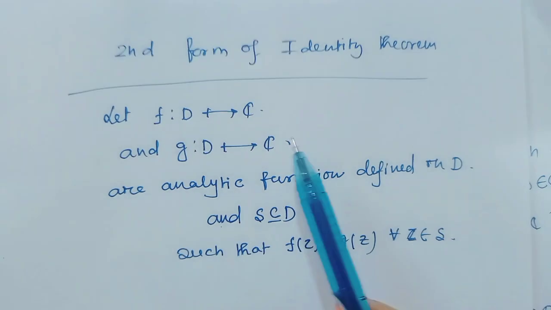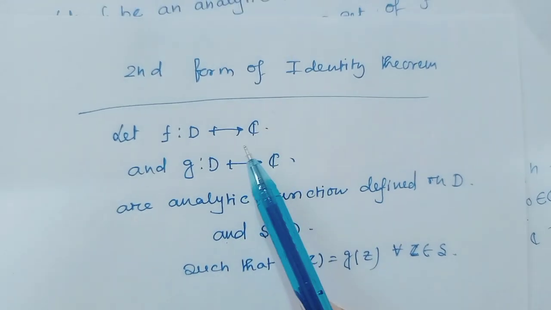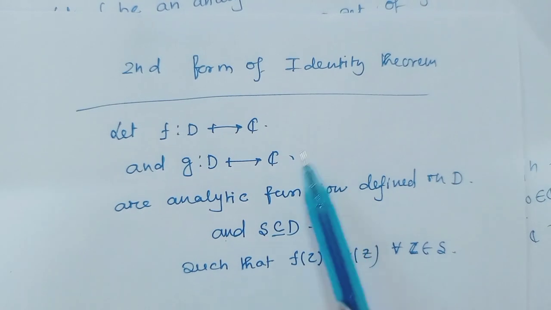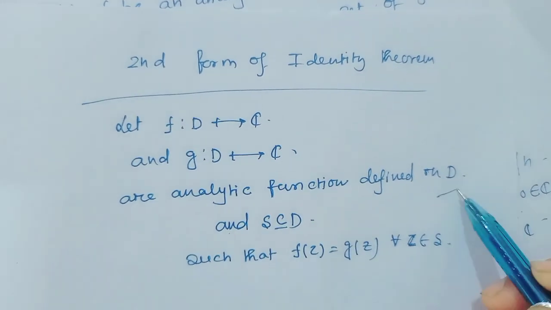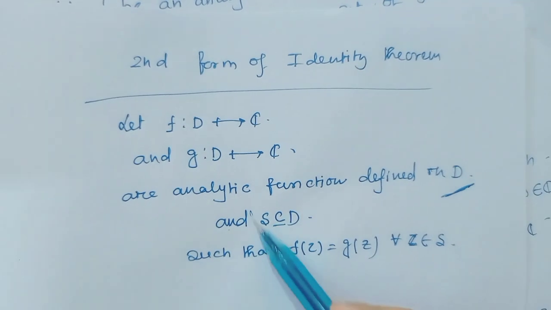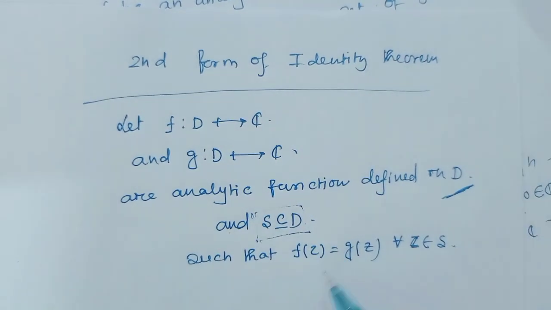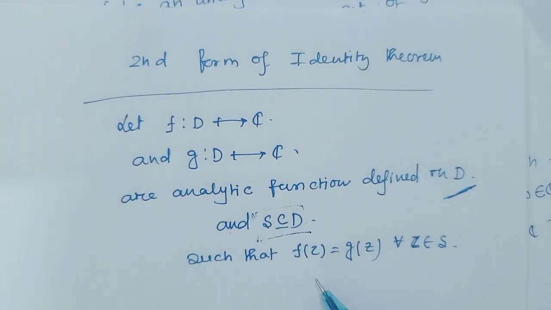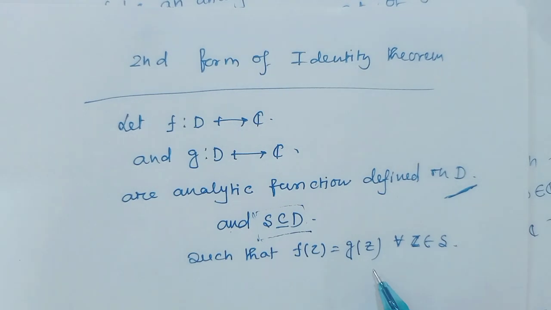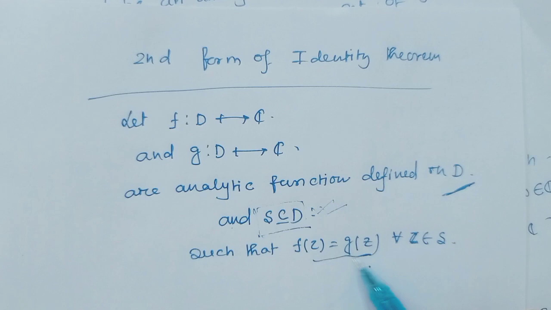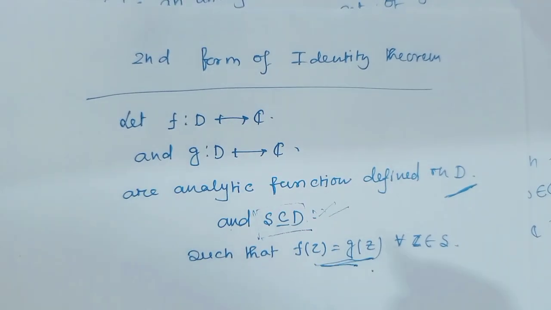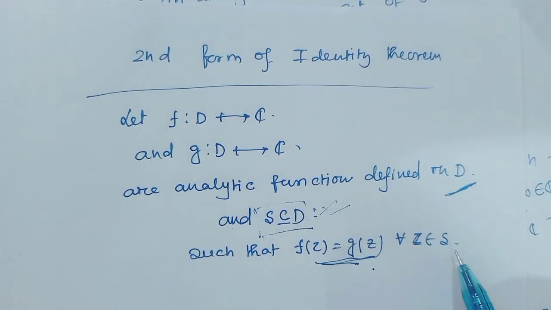The second form of the identity theorem is: let f be a function from D to C and g also a function from D to C, which are both analytic on the domain D, and let S be a subset of D such that f of z equal to g of z. On this subset these two functions coincide, and this is true for all z belonging to S.